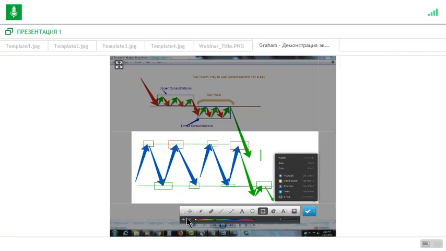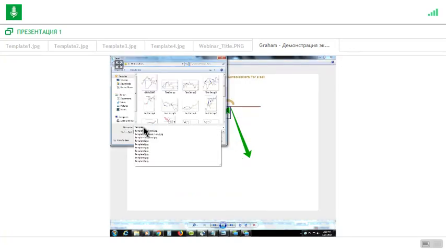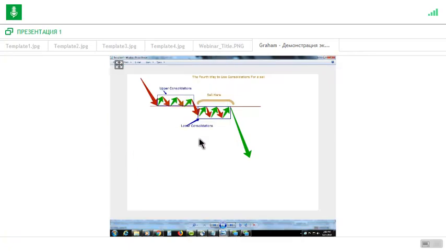Let's write it. Now I need to put it here. That you need to sell here. Save the screenshot template.